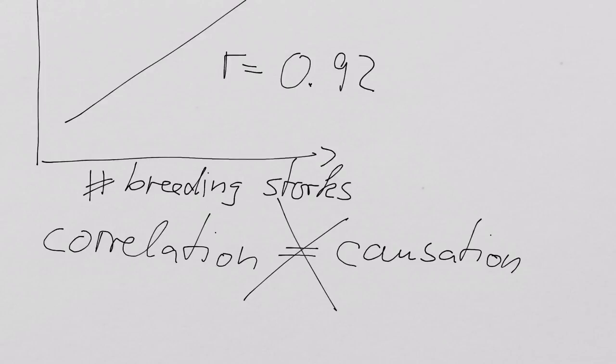And the mantra really is, correlation is not causation. Very, very important that you always bear that in mind. The correlation is just simply the data. This is what the data show us. There is a correlation. Causation means that one variable is causally related to the other one.